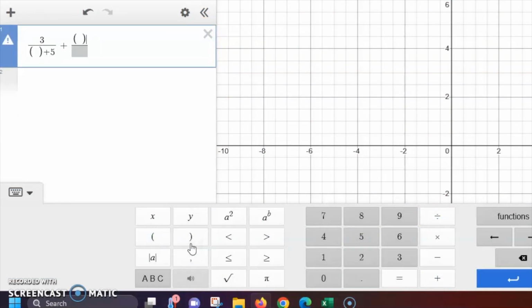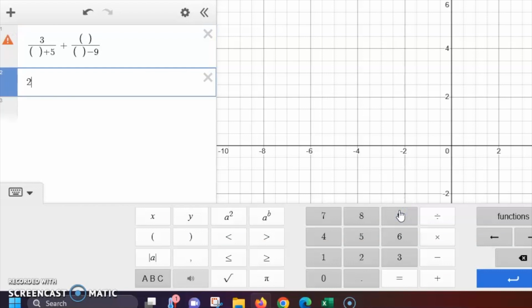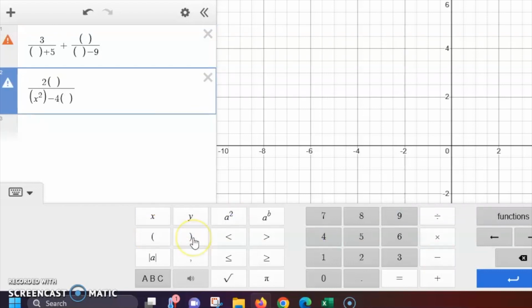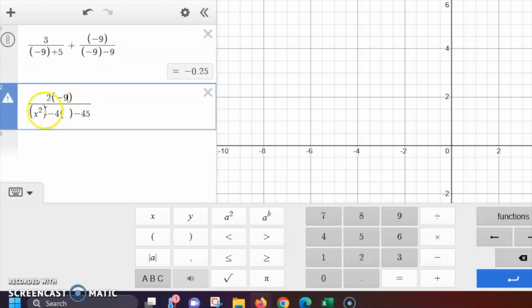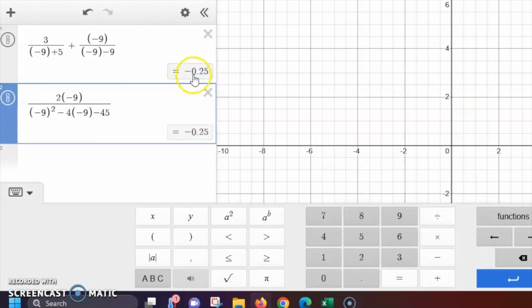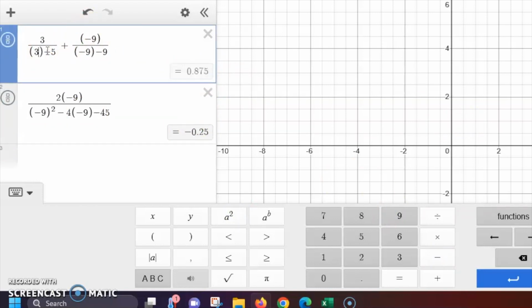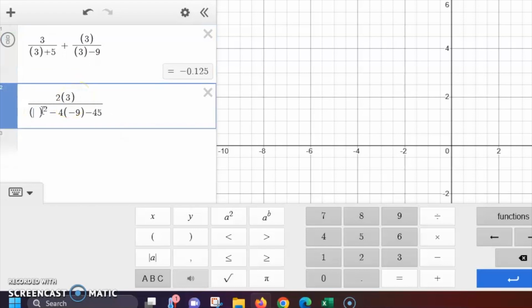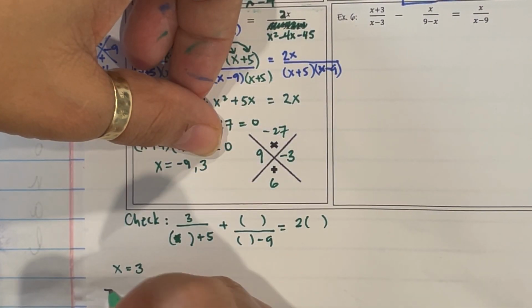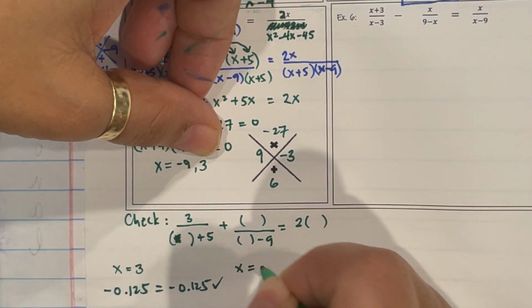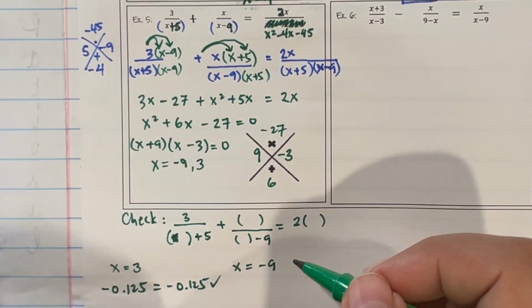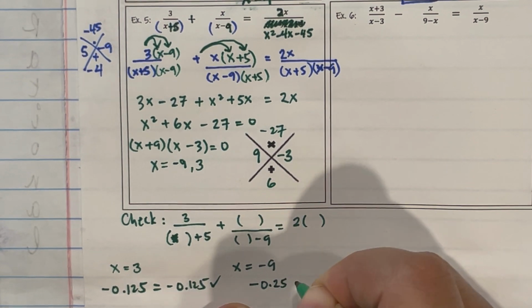Okay, and then just put that in the calculator, just as what we wrote down. We're going to substitute the two answers we got, so negative 9 and 3. So everywhere there's a parentheses, I'm going to put negative 9 to check. And if the left is equal to the right, then it's a solution, and it is. So negative 9 is a solution. I'm going to change and check 3. And that is also a solution, negative 0.125. So both of those are solutions.